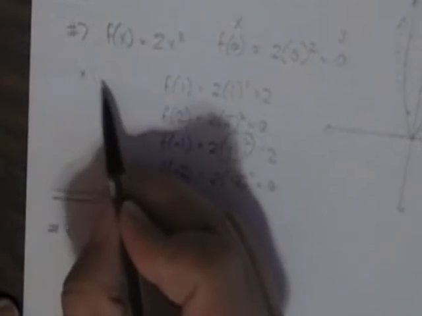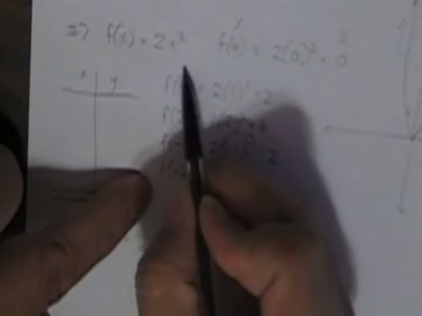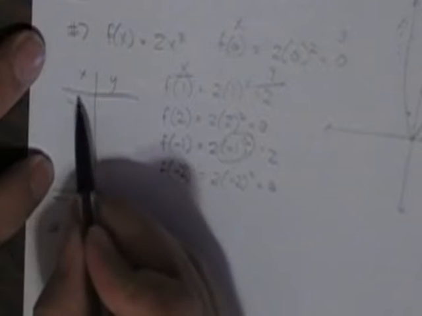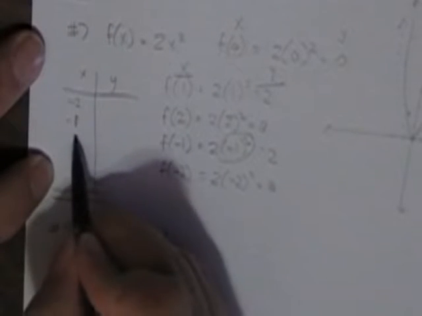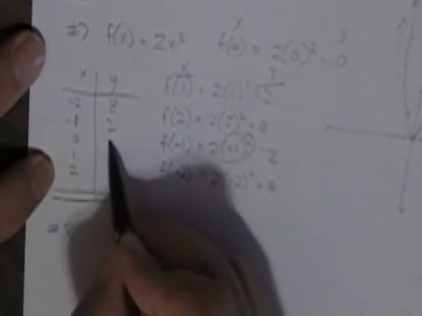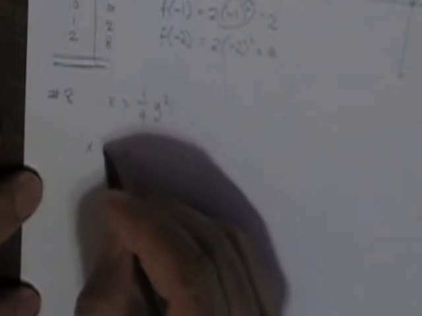Like up here, all we did is we generated an xy table. These are our x values and these are our y values. So for x, we used negative 2, negative 1, 0, 1, and 2. And those return the values 8, 2, 0, 2, and 8. Well, we could do the same thing here. We can generate our little t-table, and we can plug in whatever values we want here.